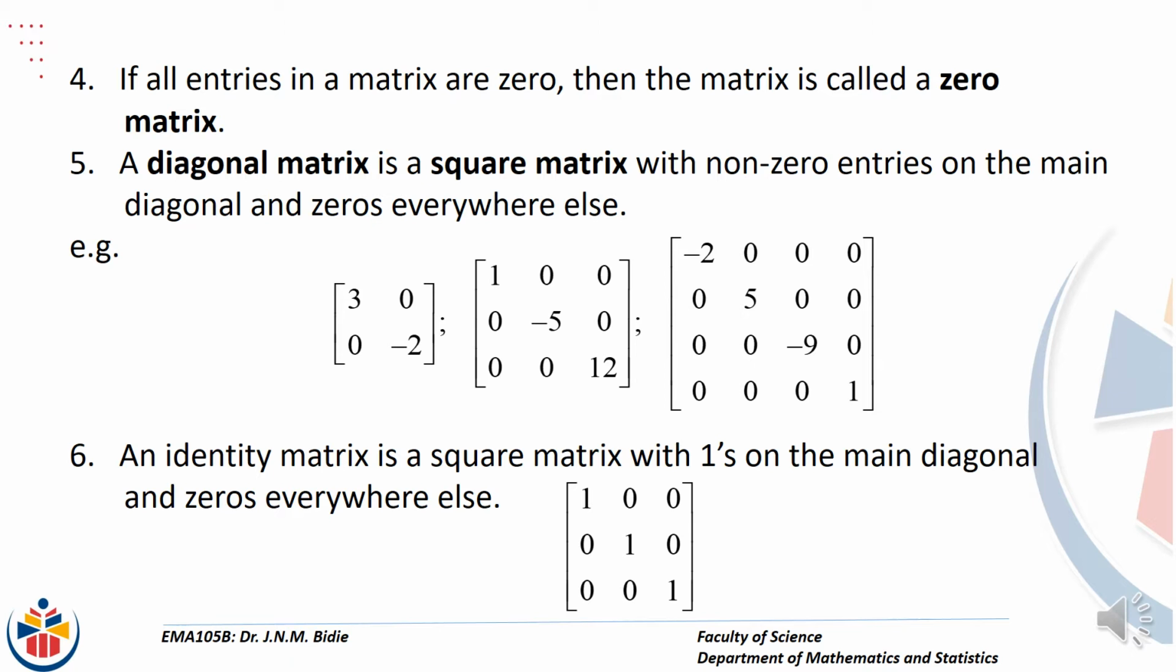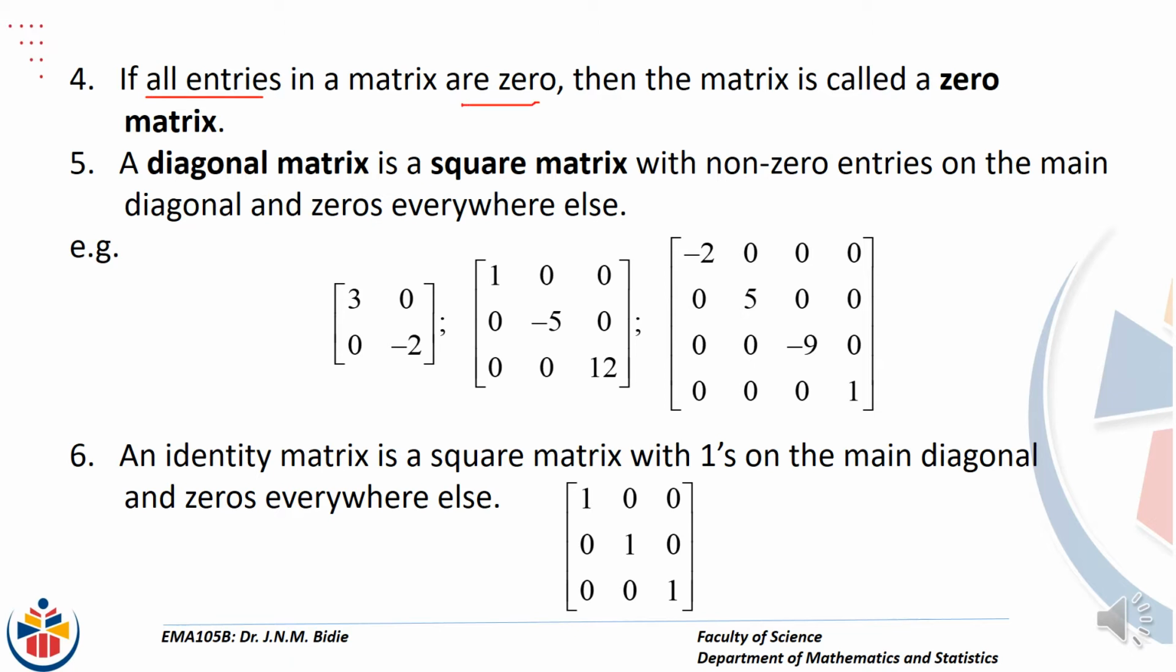The next definition is that of a zero matrix. Note that in order for a matrix to be a zero matrix, all the entries in that matrix have the value 0.